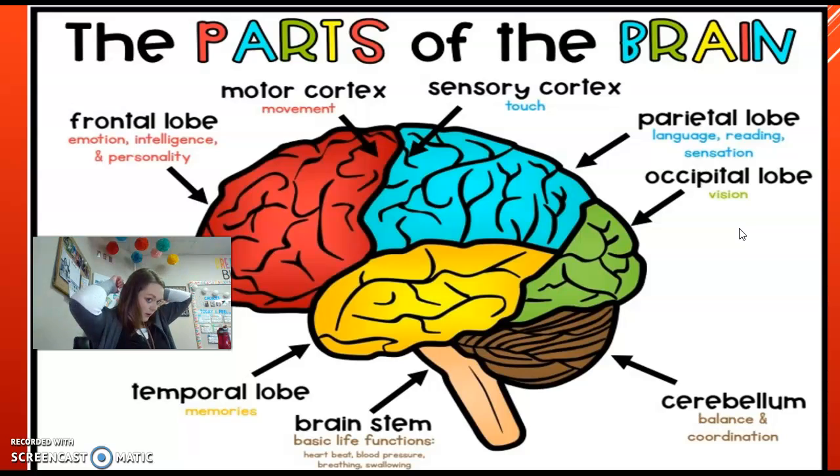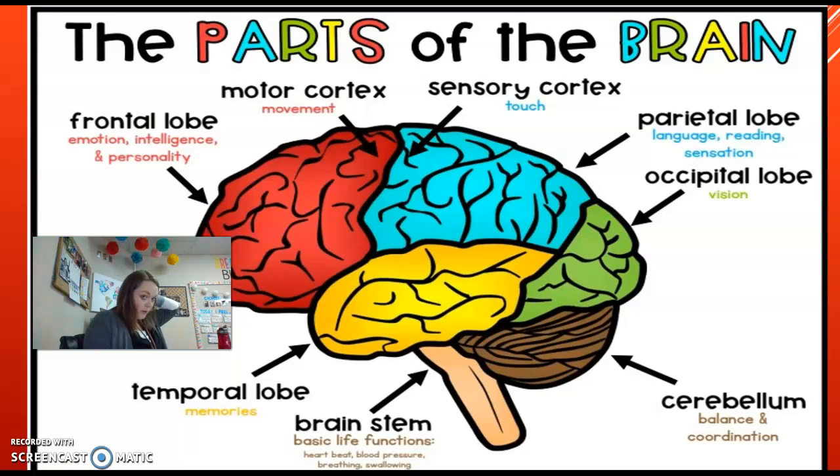Behind that right here, it's called the occipital lobe, and this is where your vision is. So when your eyeballs see something such as a chair, this is the part of the brain that recognizes what that is. Oh, that's a chair. Or you see a dog. Oh, that's a dog. That is where your vision is.